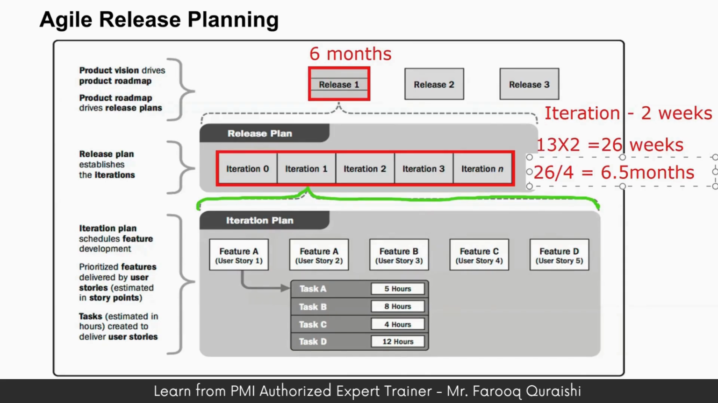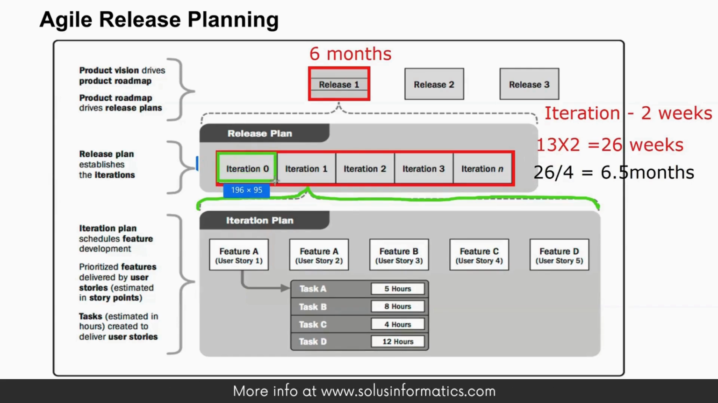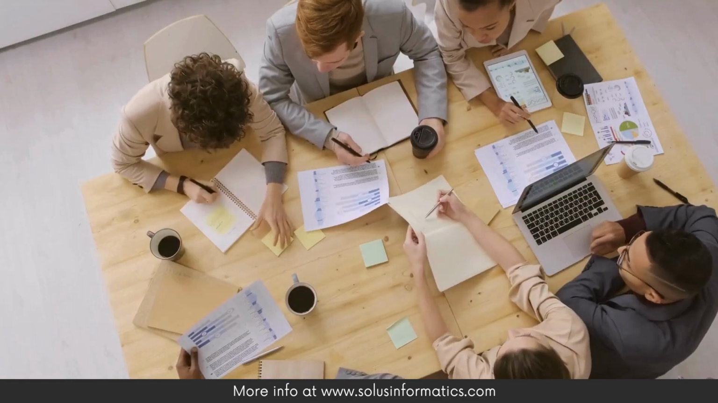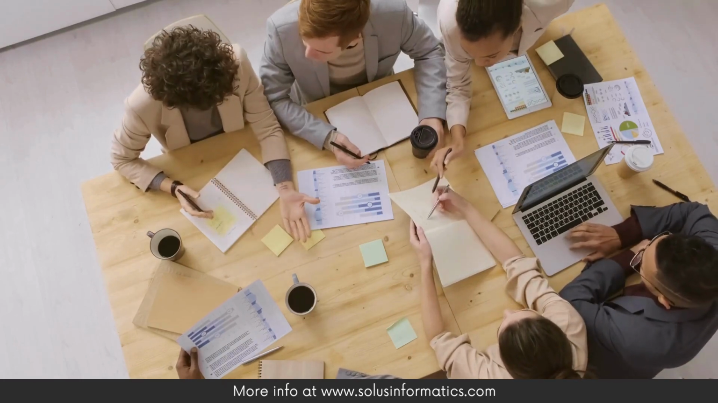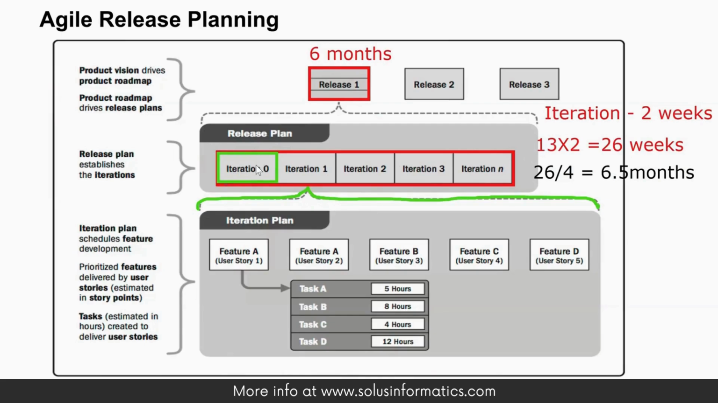The release planning is performed during sprint zero. During sprint zero, there is no product increment. This sprint, or iteration, is dedicated to planning the release. What are you going to deliver in release one? All that planning will be done in these 2 weeks in iteration zero. The whole sprint is dedicated to planning the next release.